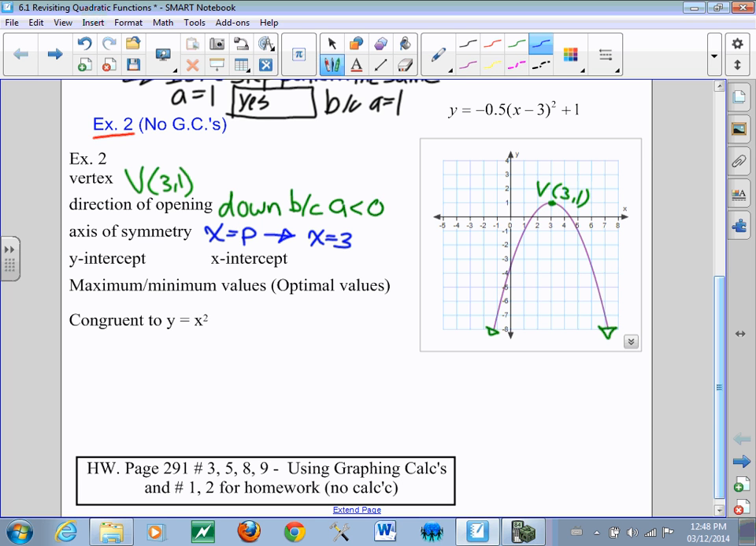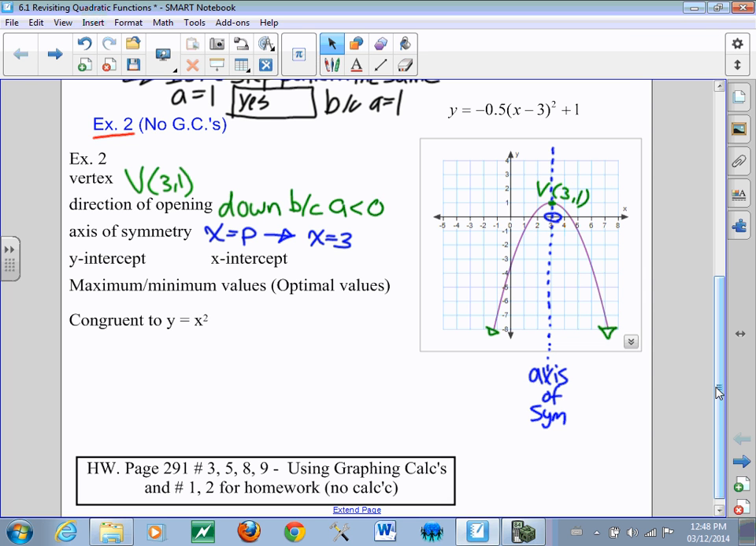Let's take a look, ladies and gentlemen, as I draw a vertical line through the vertex. Where does it hit the x-axis? At 3. Okay? That tells you your axis of symmetry. All right. Now, these ones can be a little harder, but we're going to do some inspection first, and then I'm going to show you down below how to actually solve these.